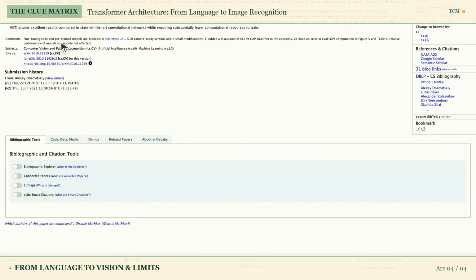Exactly. And just as with text, because the transformer's self-attention is permutation invariant, positional embeddings are added to the patch embeddings to retain positional information. This allows the model to understand where each patch is located within the image. That's brilliant. It abstracts images into a sequence format the transformer already understands.